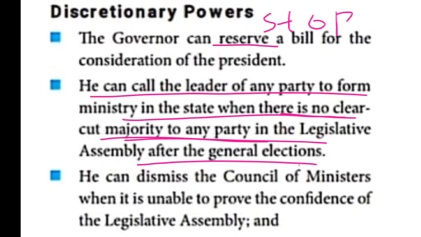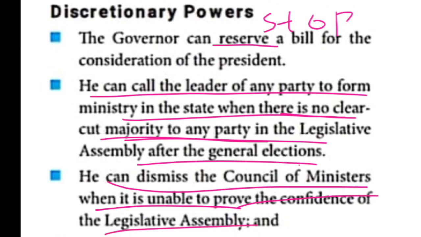He can dismiss, and he is also appointing the council of ministers. We learned this under the executive power of the governor. He is appointing the chief minister. Second point I told, he is appointing the council of ministers also. Moreover, he has the discretionary power. What is given in your book is that he can dismiss the council of ministers when it is unable to prove the confidence of the legislative assembly. So these are the discretionary powers.